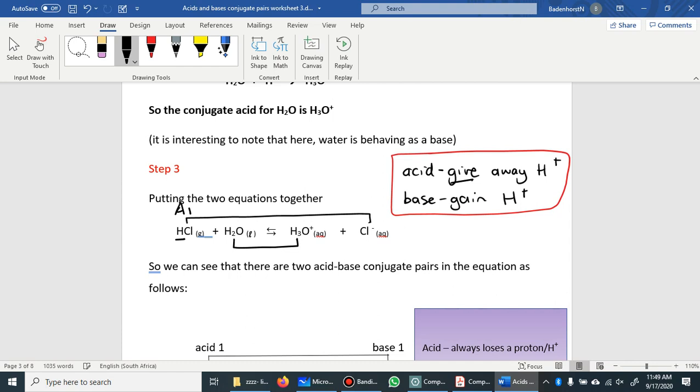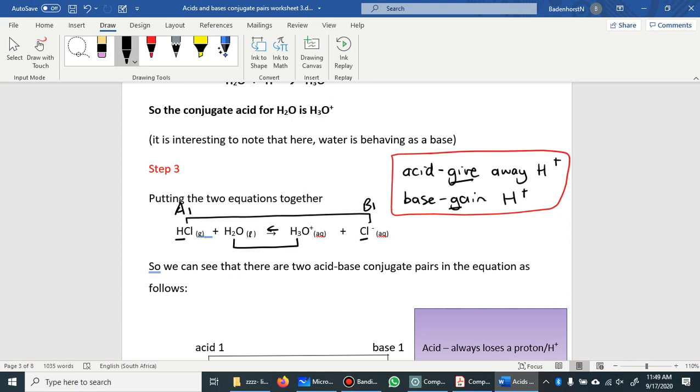So I'm going to call this acid number 1. Then if you look at Cl minus's perspective and read the reaction backwards, for Cl minus to become HCl, it would have to gain a hydrogen. When Cl minus gains a hydrogen, it acts as a base, and so we call it base number 1. So this is our first pair, acid 1, base 1, they're a pair.